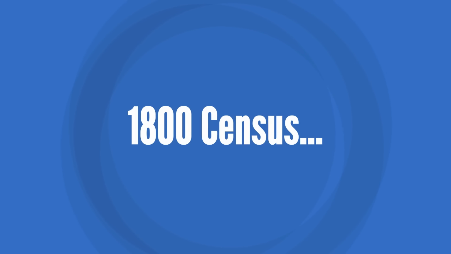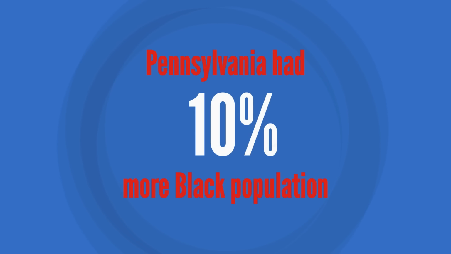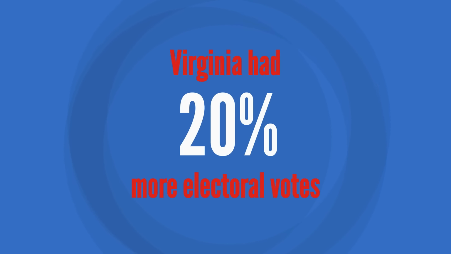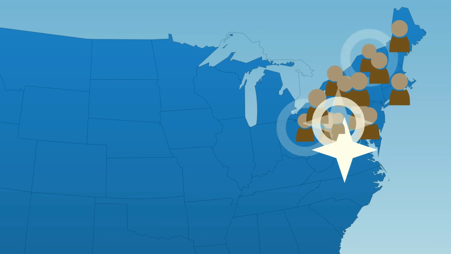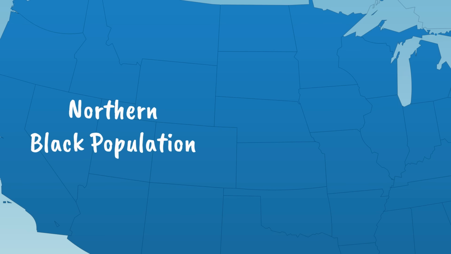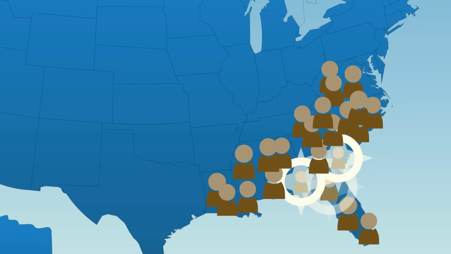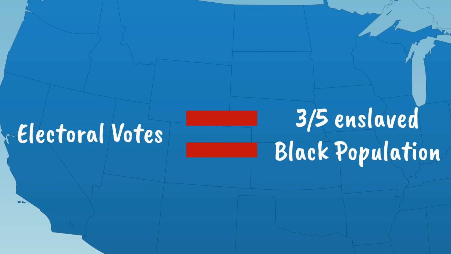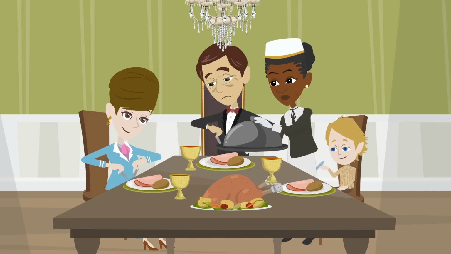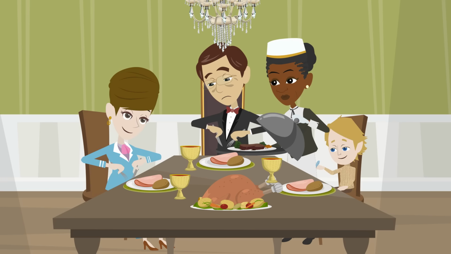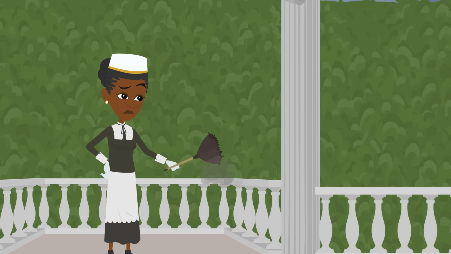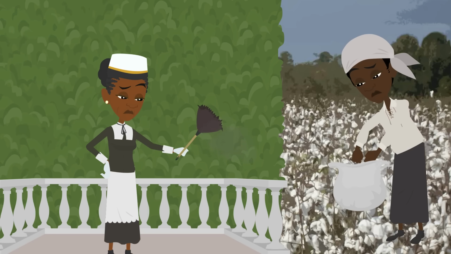For example, the 1800 census showed Pennsylvania having 10% more of a black population than Virginia. However, Virginia had 20% more electoral votes than Pennsylvania. In other words, the black population in northern states did not count towards any electoral votes, while the southern states received electoral votes for 3/5 of their enslaved black population. Let's be clear, black people were not citizens in either the North or the South at this time.